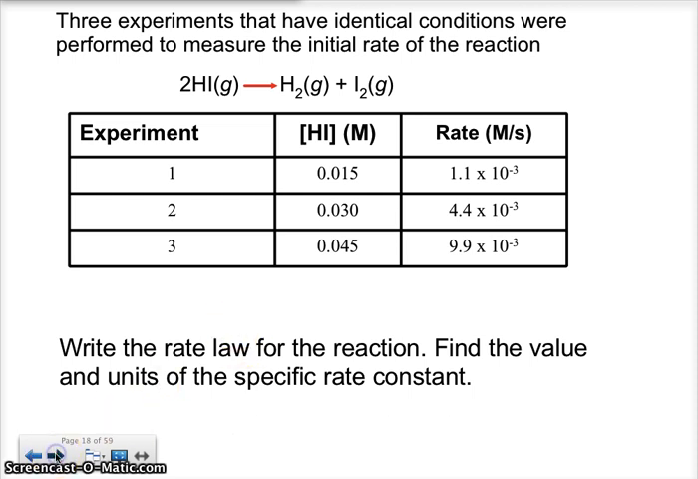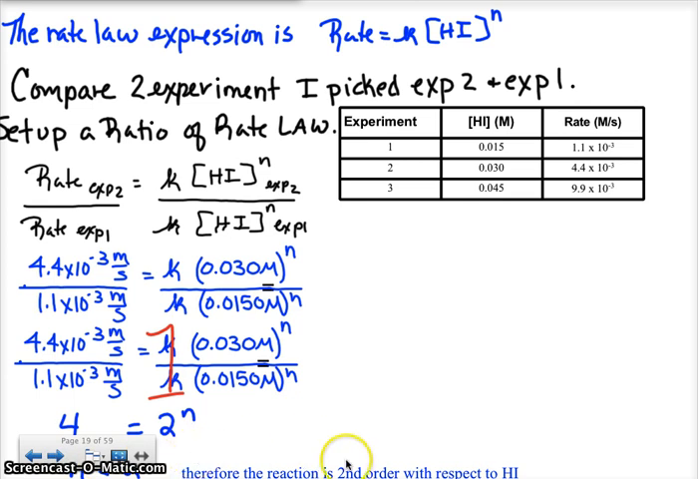So, for example, the rate law expression for that equation is rate is equal to the specific rate constant, which is little k, times the concentration of HI to the nth power. In this example, I'm comparing two experiments. I'm going to pick and compare experiments 1 and 2.